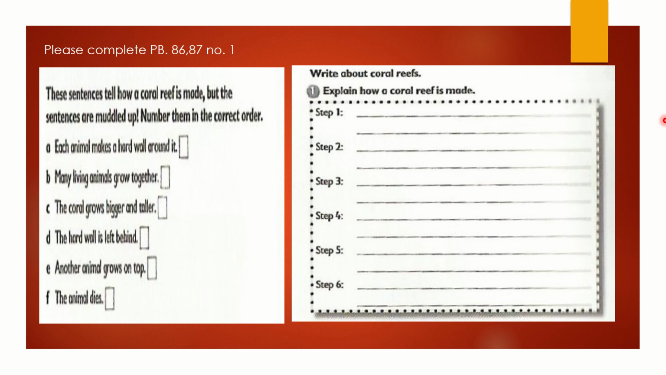Let's have a look at our Macmillan practice book on page 86 and 87. Question number 1. These sentences tell how a coral reef is made, but the sentences are muddled up. Number them in the correct order.